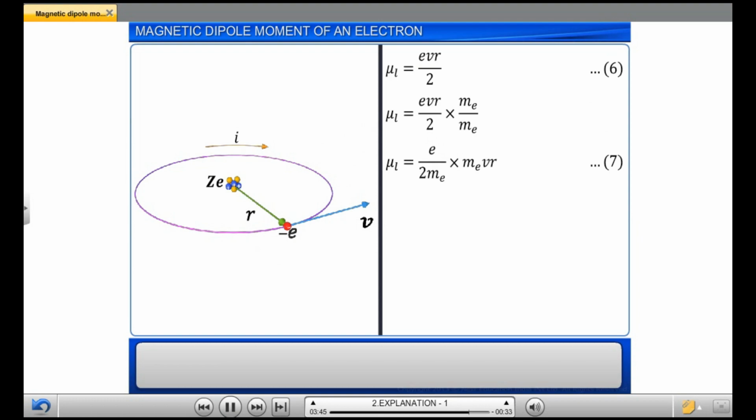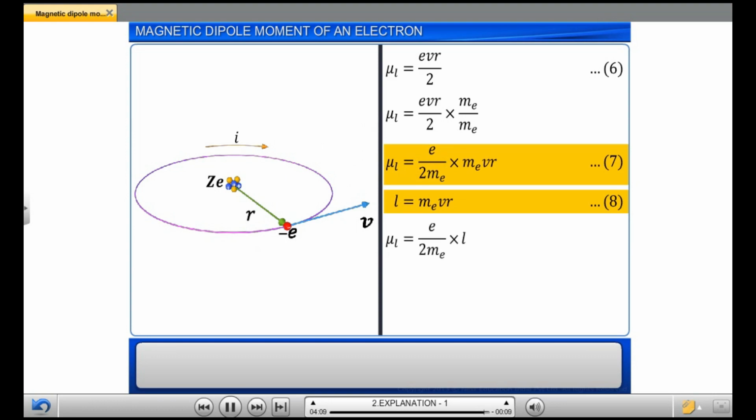The electron is in circular motion around the nucleus. We know that the magnitude of the angular momentum of the electron around the nucleus is given by L is equal to me v r. Let this be equation 8. Substituting equation 8 in equation 7 and simplifying, we get the equation μL is equal to e by 2me into L. Let this be equation 9.